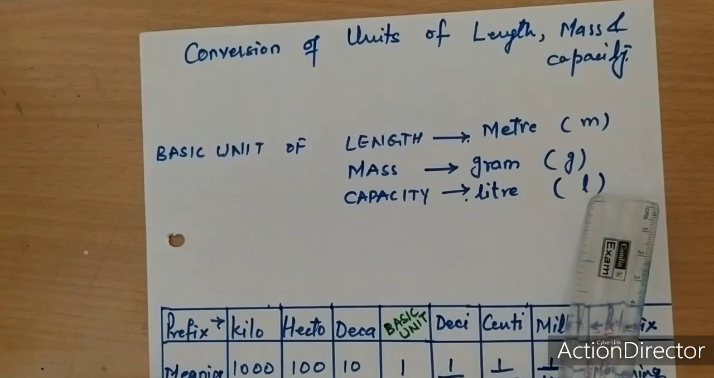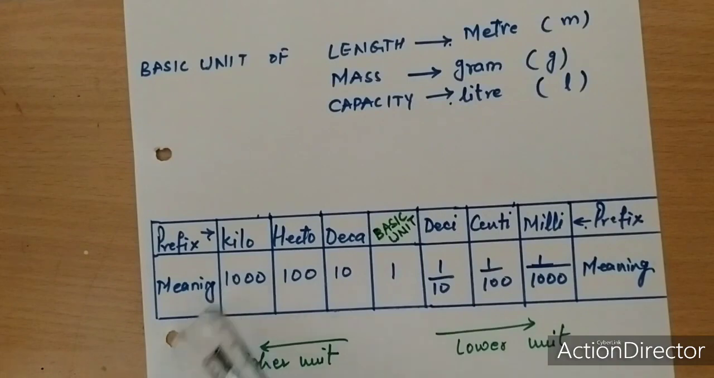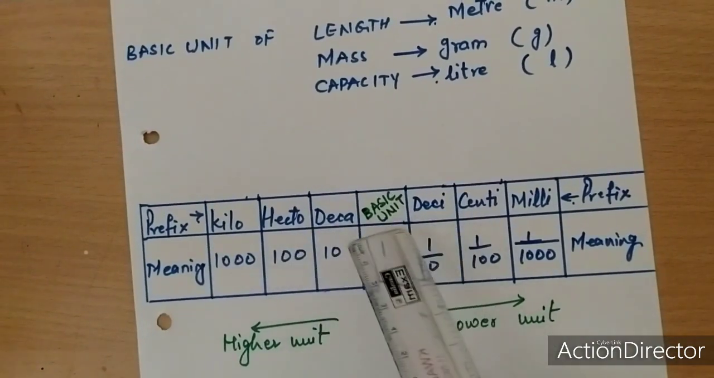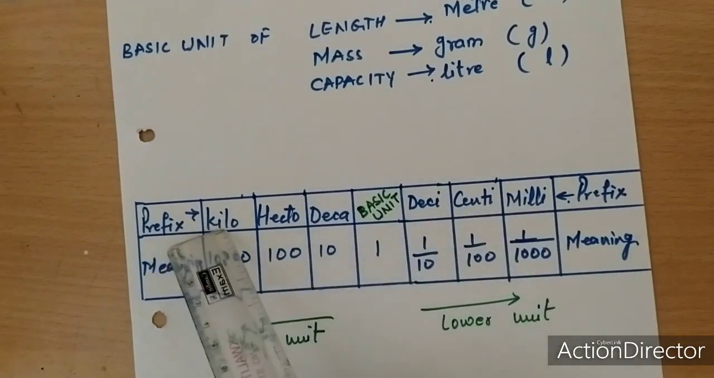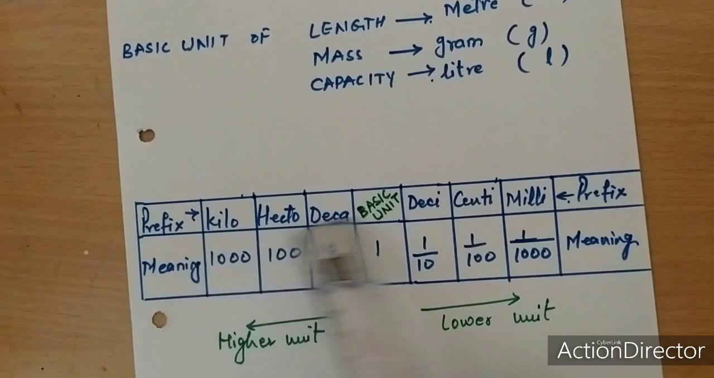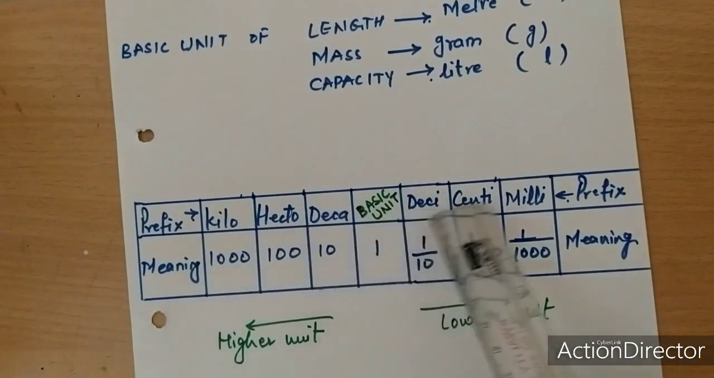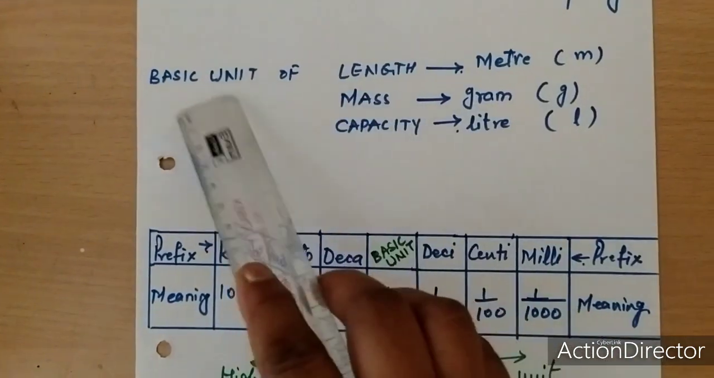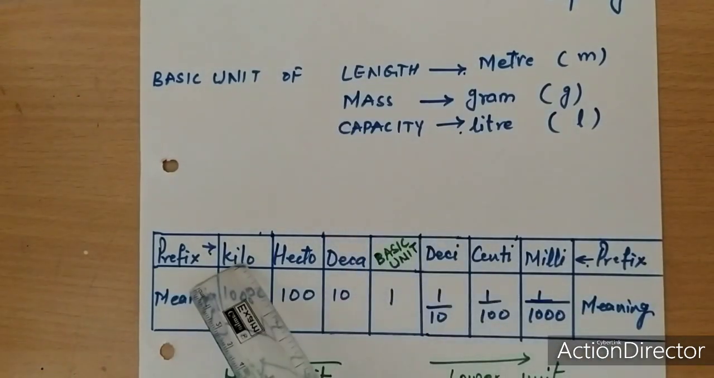by small l. And generally, as you know about all these conversions like kilometer, hectometer, decameter, and then meter, decimeter, centimeter, millimeter, all these kilo, hecto, deca are prefixes. Every time we use all these words in front of the basic unit of length, mass and capacity. For example, kilometer.